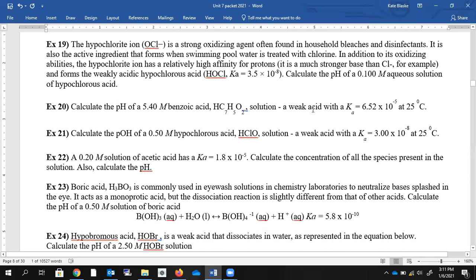So let's take a look at example 19. I'm going to have you work this problem out. Go ahead and pause your video, work through number 19, and calculate the pH of a 0.1 molar solution of hypochlorous acid, or bleach.